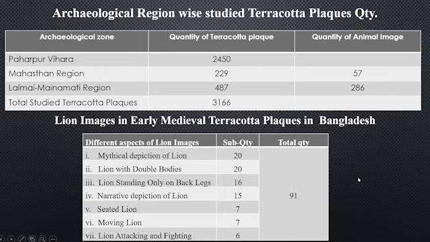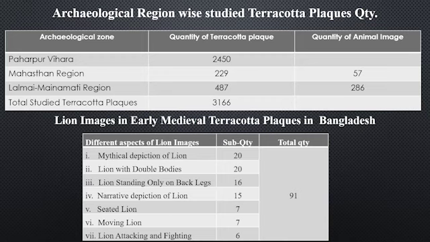And this is the quantity of lion-depicted terracotta plaques, 91. And the presentation of the subject, we divided into 7 criteria of these plaques. The first one is mythical depiction of lion, 20 plaques. Lion with double bodies, 20 plaques.